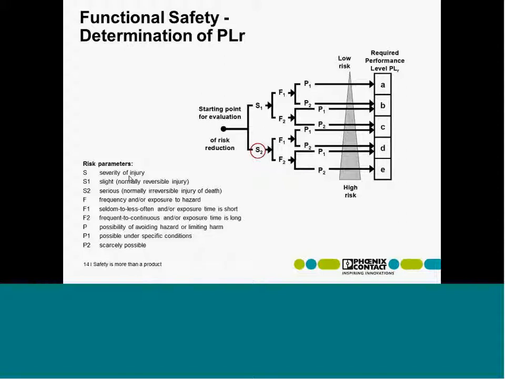The parameter for frequency and exposure to the hazard, the parameter F, is also divided into two levels, F1 and F2. F1 shall be selected when the exposure is seldom or less often, and F2 for frequent or permanent stay in the hazardous area. The printing process itself is an automatic process. So we can say, okay, typically it is seldom, except when the hazardous area is needed for process reasons. And therefore we can argue here for the parameter F1.